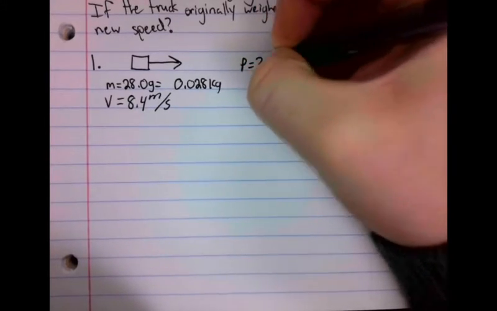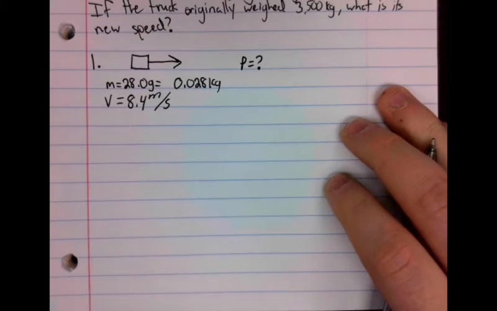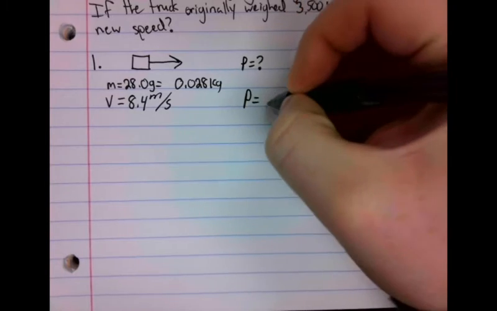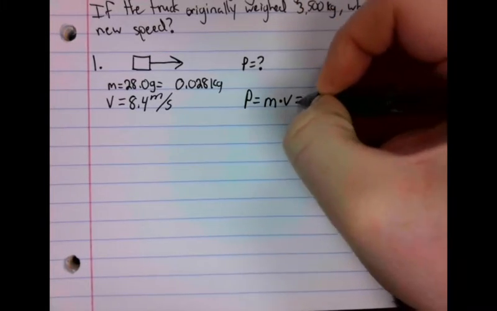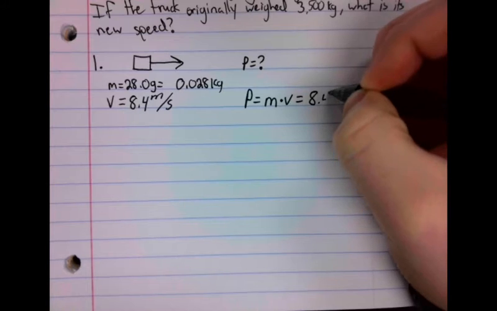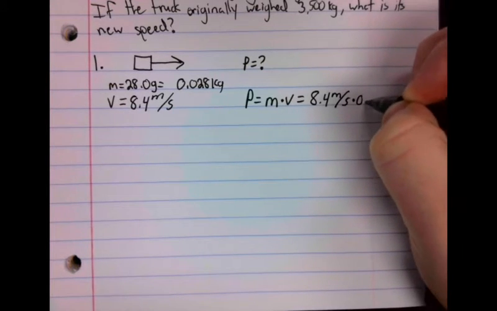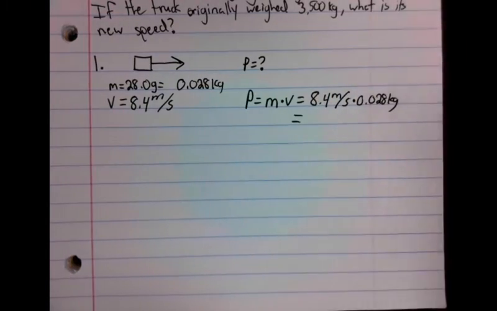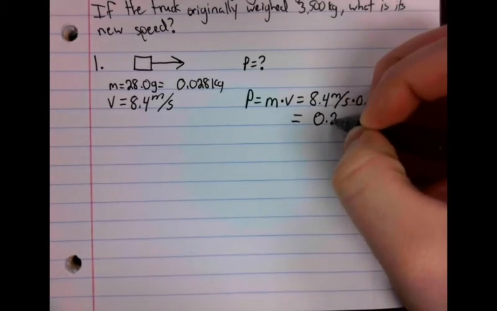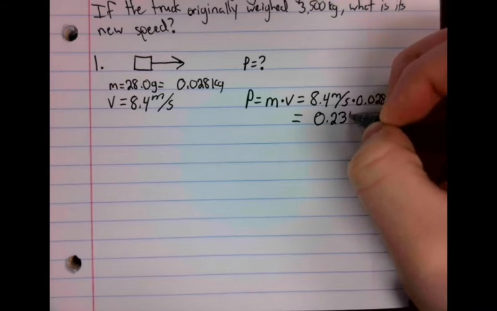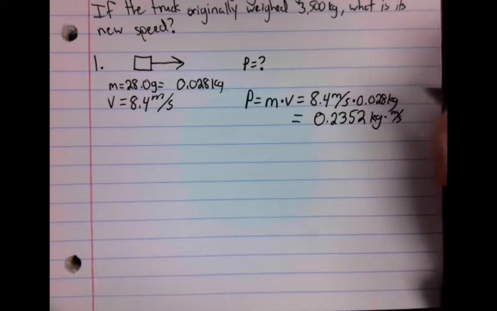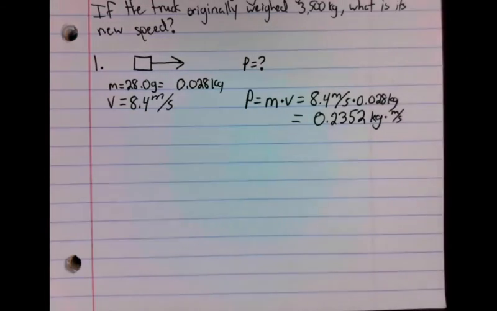Remember, the symbol for momentum is a letter P. Now this one is pretty straightforward. P, or momentum, is equal to m times v. So in this case, we're just going to multiply those two things together. 8.4 meters per second times 0.028 kilograms gives us 0.235, and that is kilogram meters per second. Again, I know it's a weird unit, but that's what you use for momentum.